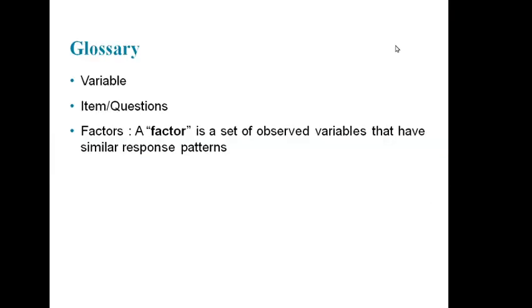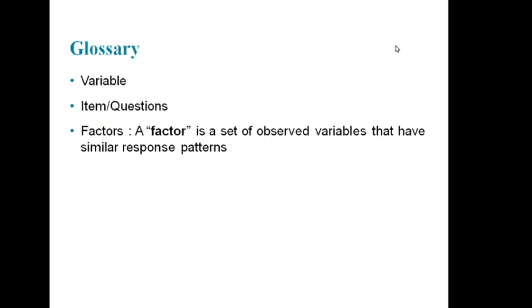So basically, the first terminology that we are going to interchangeably use is the term variable. Variable is something which is varying, or in a simpler term, it is an item that we are going to measure during your analysis. So item or questions is again a set of variables which are used to measure a particular aspect or particular concept, right? And another terminology that we usually use is factors.